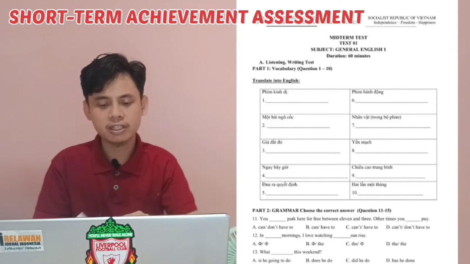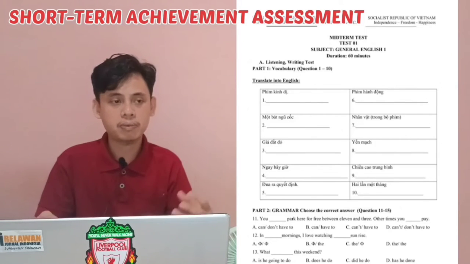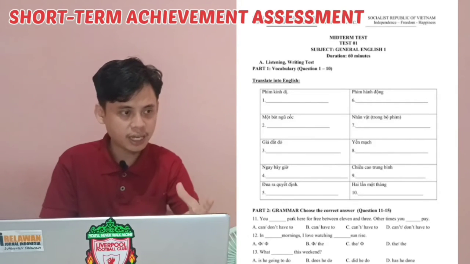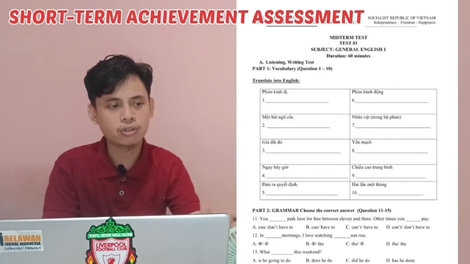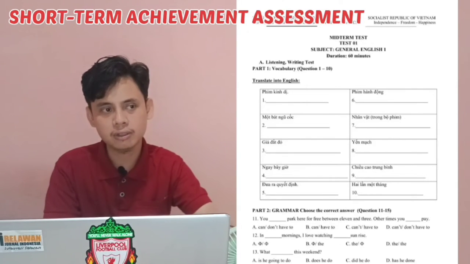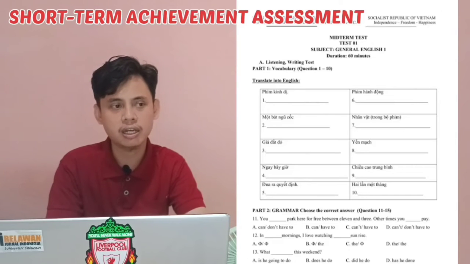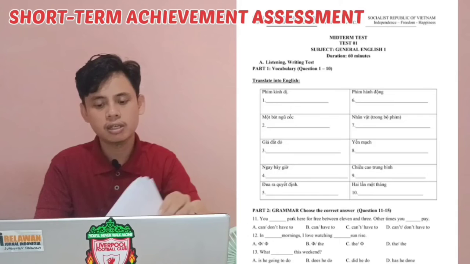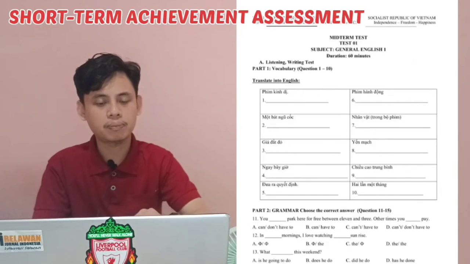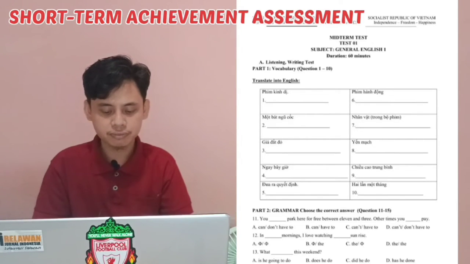By having this test, it also helps us to check the number of students who couldn't pass these learning goals or this material, and the students who have well-motivated performance in the class.